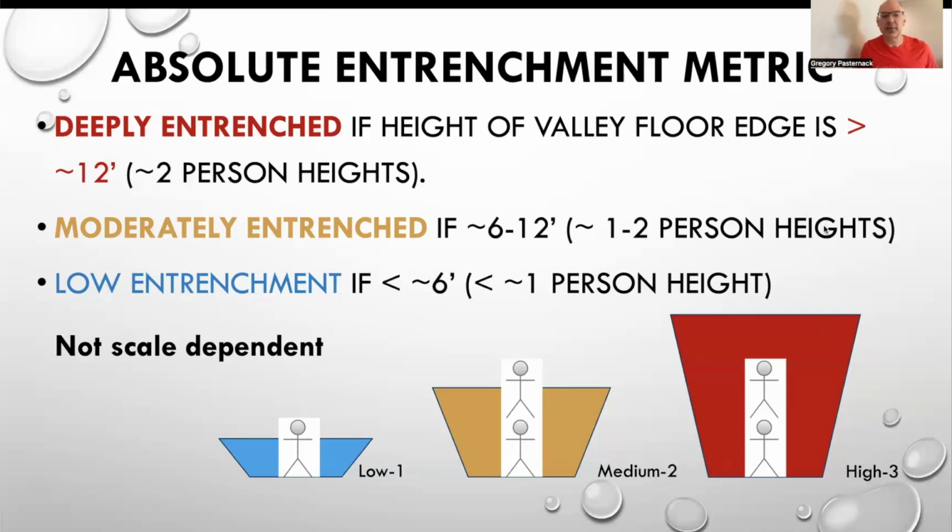If you're going to say, for example, what is the priority for management, you wouldn't prioritize a moderately entrenched river unless there was some critical infrastructure there. You would prioritize the deeply entrenched rivers. Our approach has been to develop an absolute metric on a scale of 1, 2, or more person heights, generally 6 or 12 feet, as something that is usable.